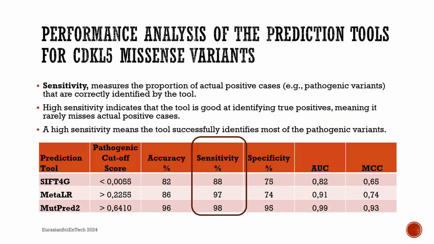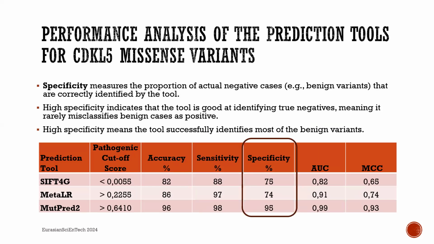And as you can see here, meta-LR and Multipred2 have higher sensitivity scores, higher than 90%. Specificity measures the proportion of actual benign variants that are correctly identified by the tool. If we have a high specificity score, this means that the tool successfully identifies most of the benign variants. As you can see in the table, Multipred2 has a high specificity score, more than 90%.